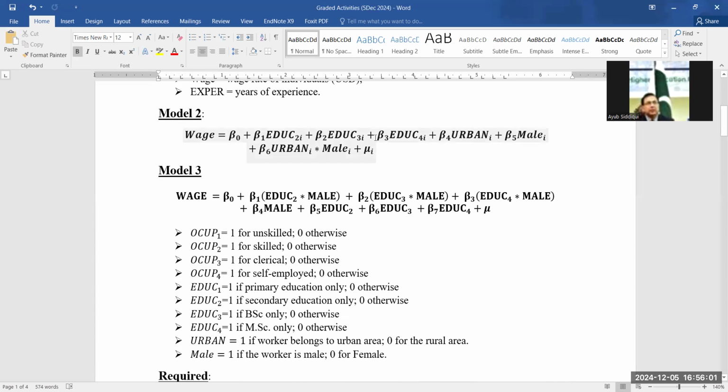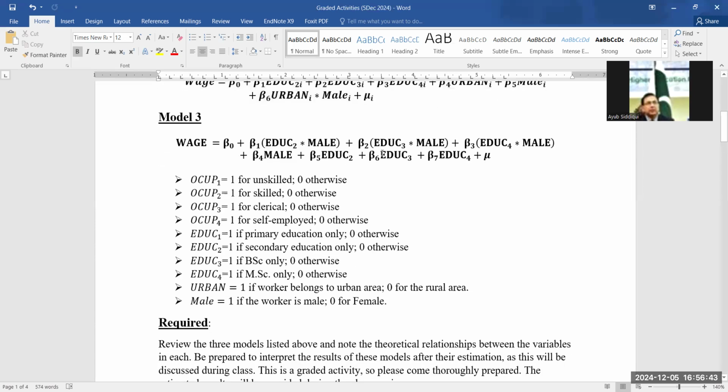For example, education with categories: primary, higher secondary, and then the graduation level and the MSc level. The primary is used as a reference category. That is why you cannot find the EDUC1 category in this equation, because if we include all the categories, that creates the problem of dummy variable trap. Male is the gender: if gender is assigned code 1, that is for male, and 0 is for female. Urban is 1 if the worker belongs to the urban area, and if he or she belongs to the rural area, then the code is 0.